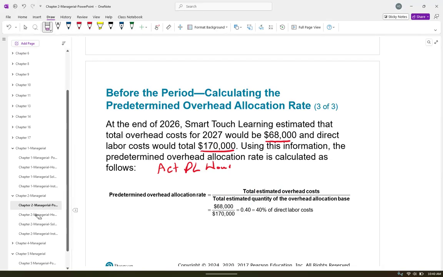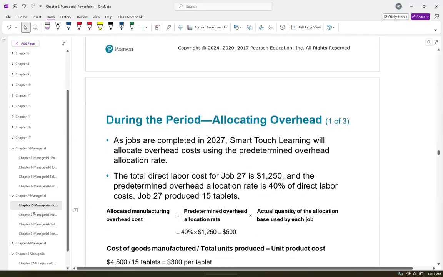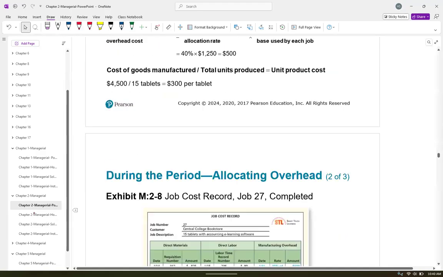Okay, so they estimated. Is this a perfect estimate? Absolutely not. It's better than nothing though. So the total estimated overhead cost of 68,000, total estimated overhead allocation base. They're basing it on the 170, so they take the 68, divide it by 170, and then they're going to have a rate of 40%. Okay, hopefully they're going to tell us how to apply it.